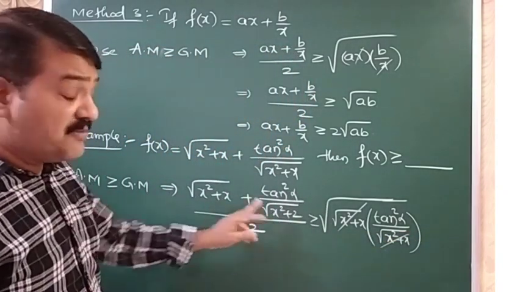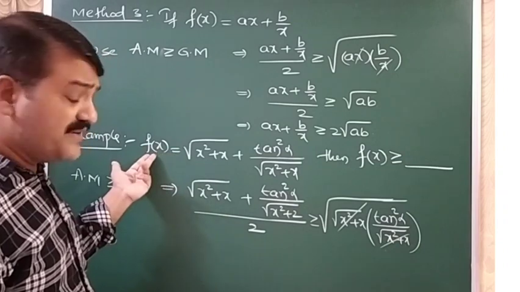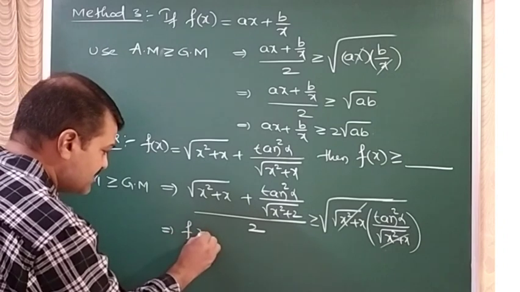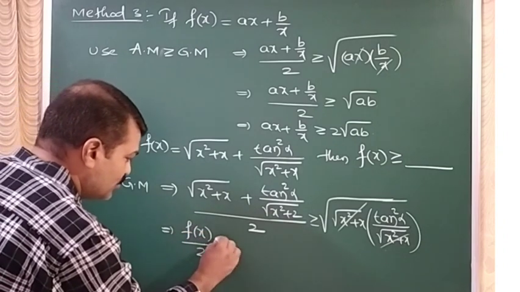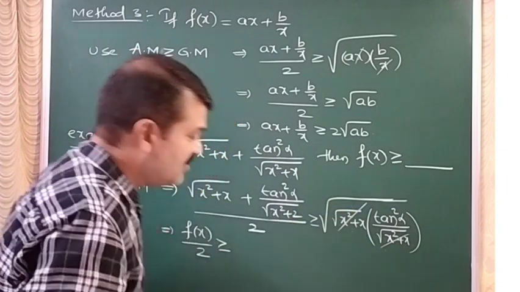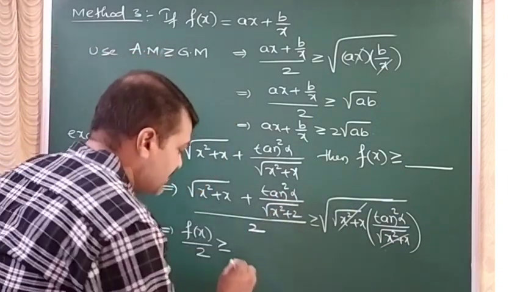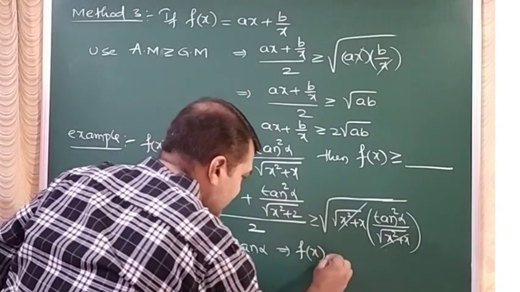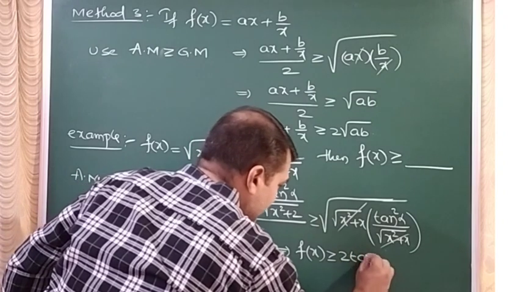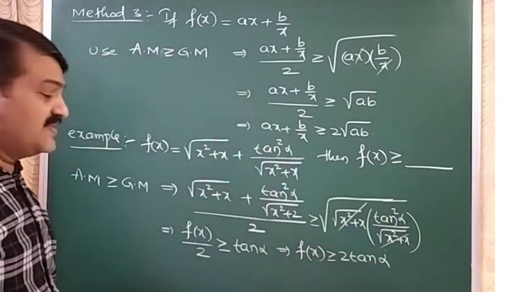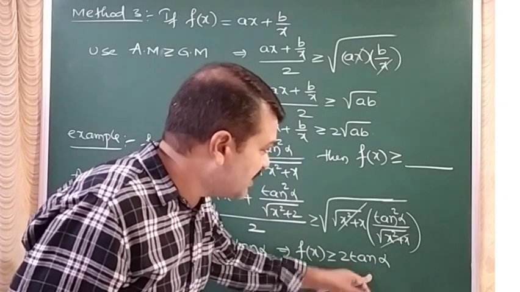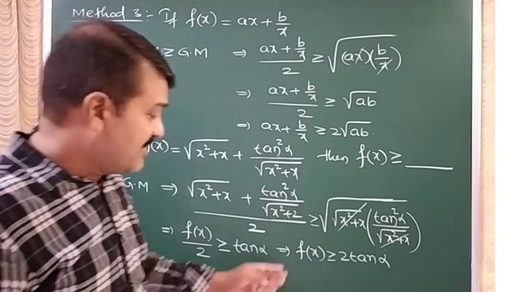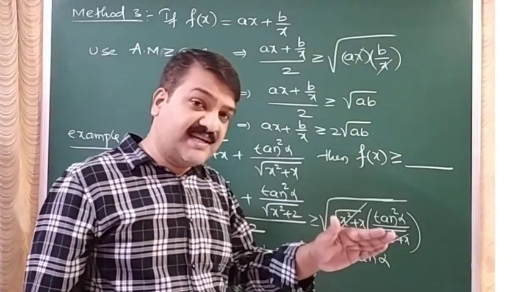Now what is this numerator part? This numerator part is nothing but f of x only. So f of x by 2 is greater than or equal to, here root over tan square alpha is left, no? So we got f of x is greater than or equal to 2 tan alpha. That is what they are asking. What is the range of the function? f of x is 2 tan alpha or more than that.